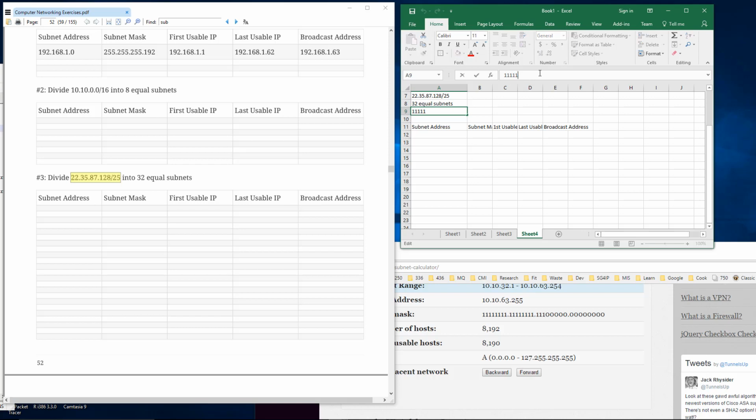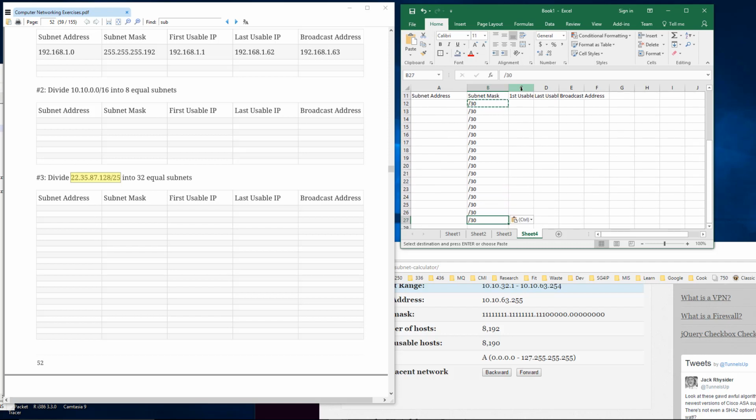How many ones do I have there? 1, 2, 3, 4, 5. I've got 5 ones. I started with 25, so I add 5. And that gives me /30. That's my new subnet mask. Okay, I think I got 32 there, so that's a lot.